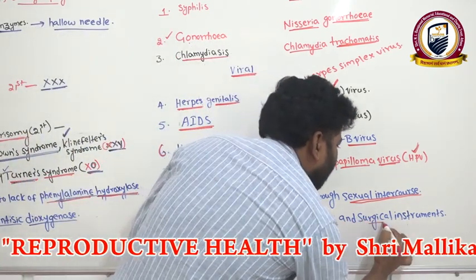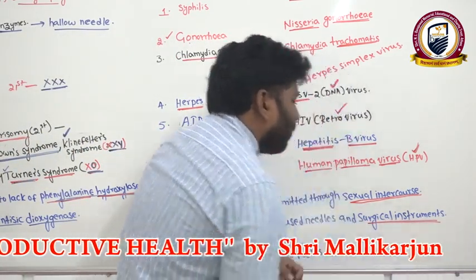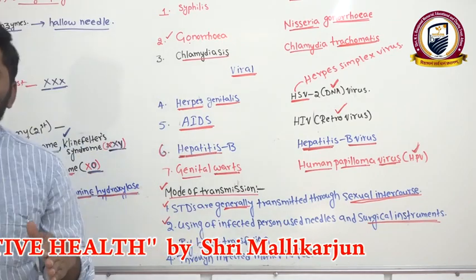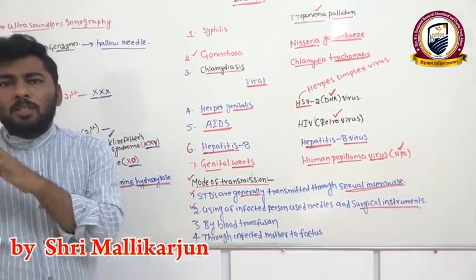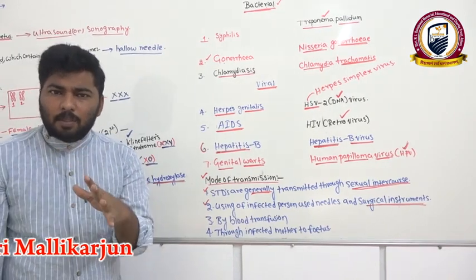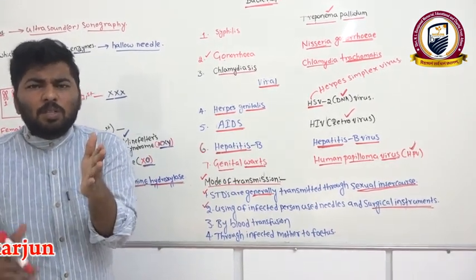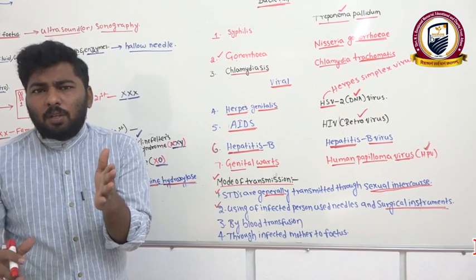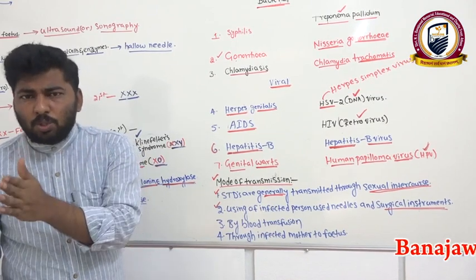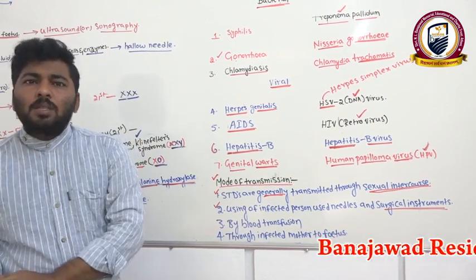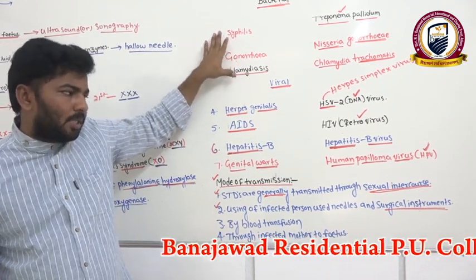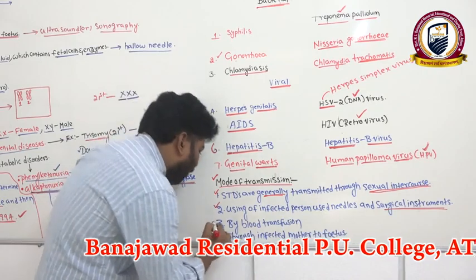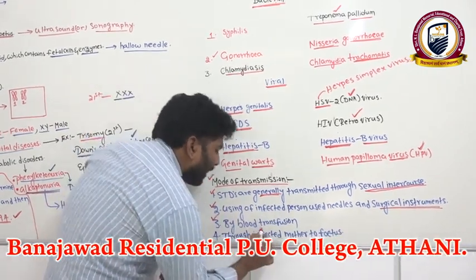Now surgical instruments, in the sense whatever instruments are used to do the surgery. For example, doctors use some instruments to do the surgery for an infected person. If the same instruments, without proper sterilization and cleaning, are used for a normal person, there is a chance to get these diseases. Clear?